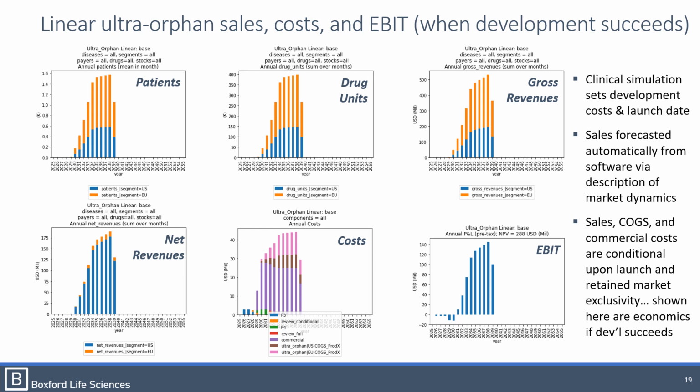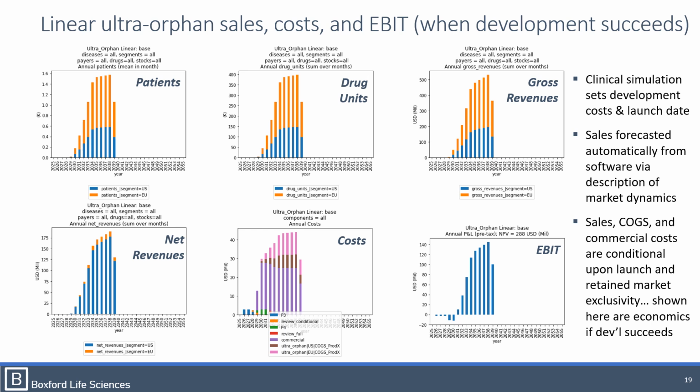Here for the linear ultra-orphan disease, we see the sales, costs, and earnings before interest and taxes when we have the case that all development succeeds. For patients, drug units, gross revenues, and net revenues, we break out these quantities by US in blue and EU in orange. We see that because of this very strong discounting in the EU for cost effectiveness, we have very little net revenues that come from the EU, even though there's considerable volume.